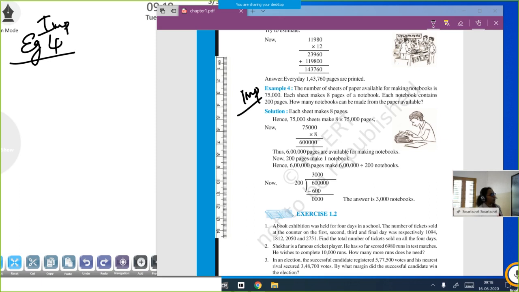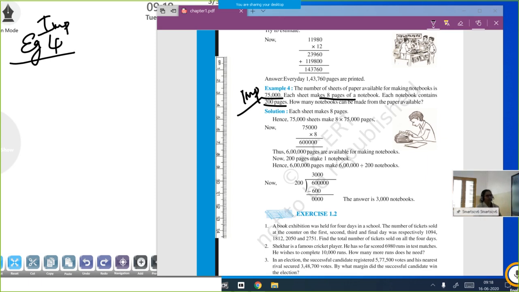The number of sheets of paper available for making notebooks is 75,000. Each sheet makes 8 pages of the notebook. From each sheet we can make 8 pages of a notebook. Each notebook contains 200 pages. How many notebooks can be made from the paper available?